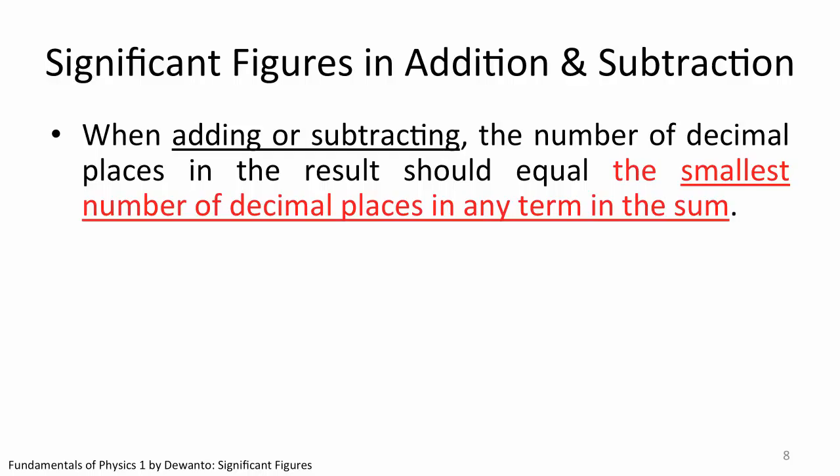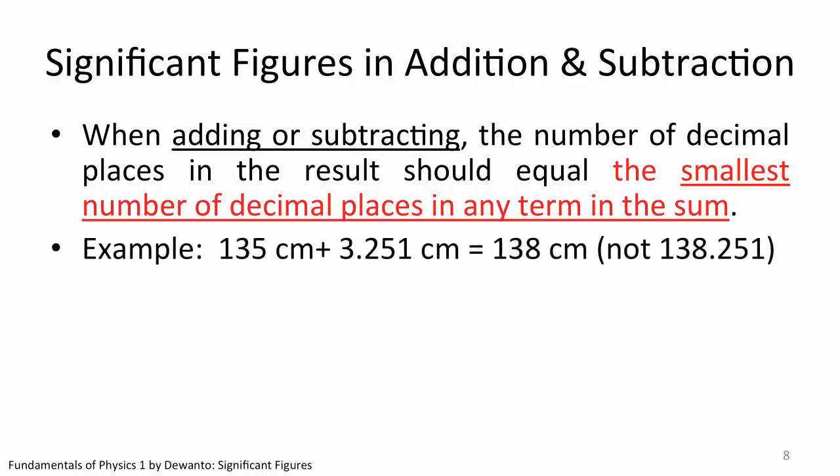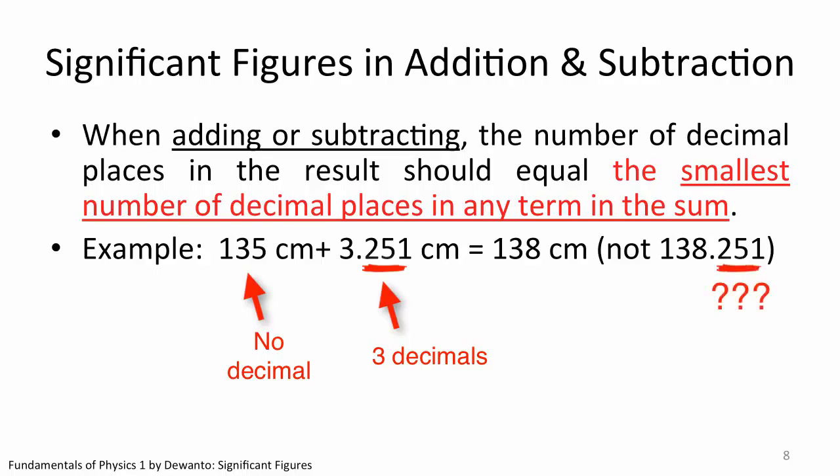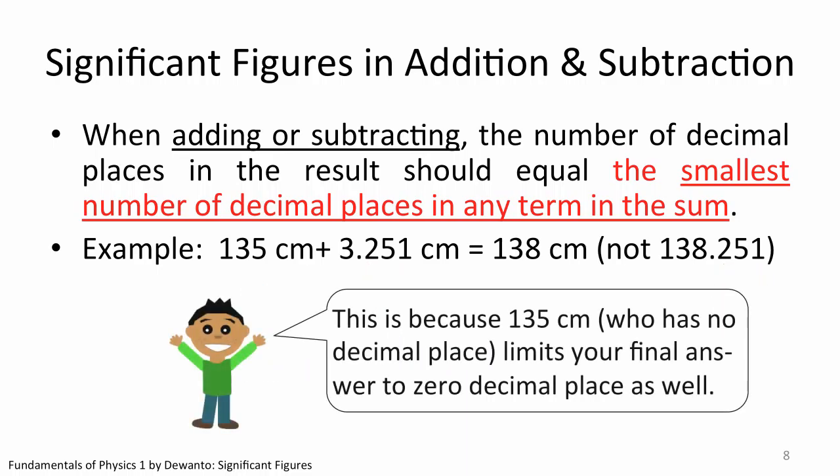term in the sum. For instance, here we would like to add 135 cm to 3.251 cm. The former carries no decimal place, whereas the latter carries 3 decimal places. Your calculator will give you 138.251 cm, but this again does not make any physical sense because you do not know the precision of the 135 cm quantity in 3 decimal places. Hence, your answer is limited by the precision of this quantity. The right answer is 138 cm. It has no decimal place.